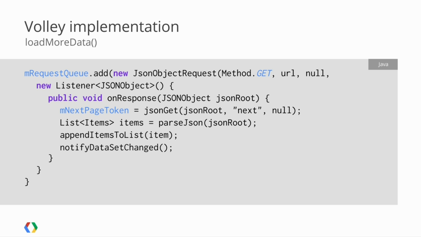Second, the fact that this response listener looks a lot like onPostExecute in the async task version means that it's easy to port your app to Volley. So you don't have to boil the ocean and rewrite your app if you want to start taking advantage of this.